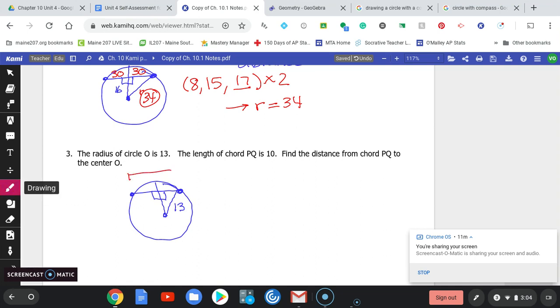If the length of the chord is 10, then because this other radius is perpendicular, each segment here is going to be 5. And now we're looking for the distance from the chord, and this is PQ, to the center. So we're looking for this segment right here. This should be familiar to you. This is a 5, 12, 13 triangle. And so the missing distance is 12.